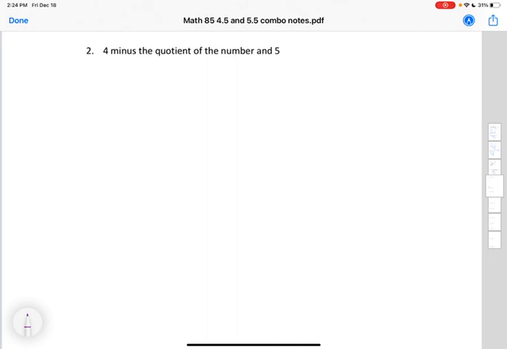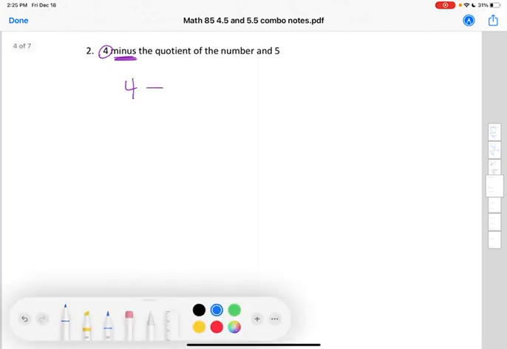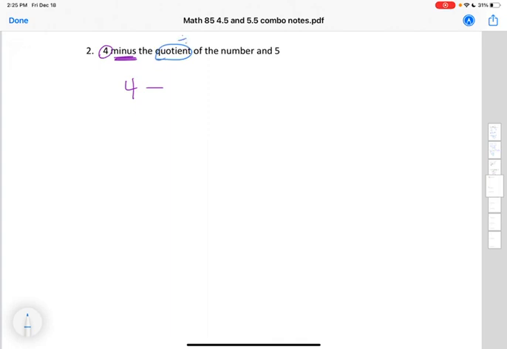You can just do the expression. Don't worry about simplifying it. Okay, so in this one we have 4 minus, so let's do 4 minus, and then we have the quotient, which is divide, of the number we know is x, and as our separator, 5. So 4 minus the quotient, which I like to write as a fraction, x over 5.